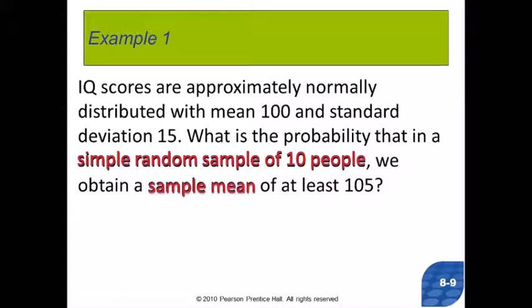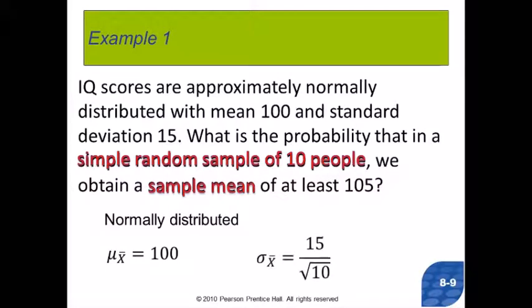Before we proceed, let's describe the sampling distribution first. IQ scores are approximately normally distributed. Therefore, the sampling distribution is approximately normally distributed also. The population mean is 100. Therefore, the mean of the sample means is also 100. And the standard deviation of 15. Therefore, the standard error of the mean is 15 divided by the square root of our sample size, which is 10.